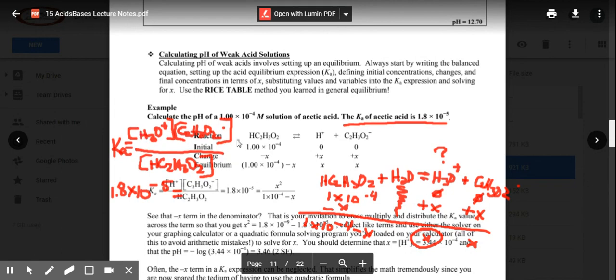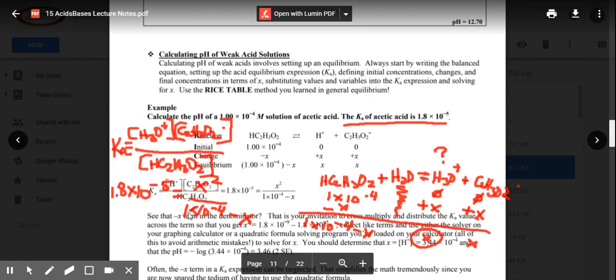My H3O plus is x, and so is this. So you see how we can simplify that as x squared. x times x is equal to x squared. These are equal to one another, over 1 times 10 to the negative 4 minus x.